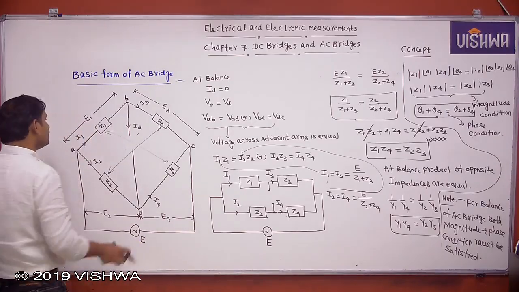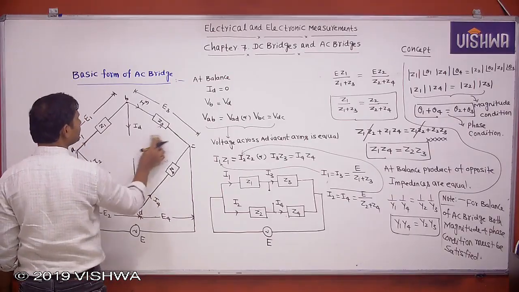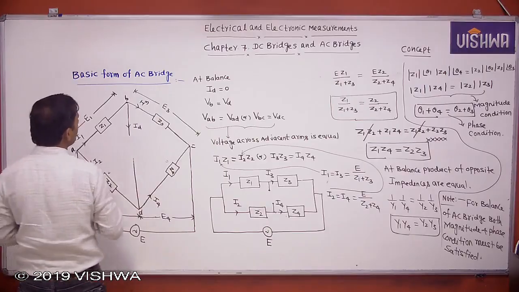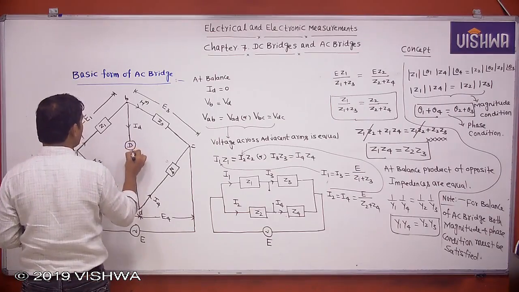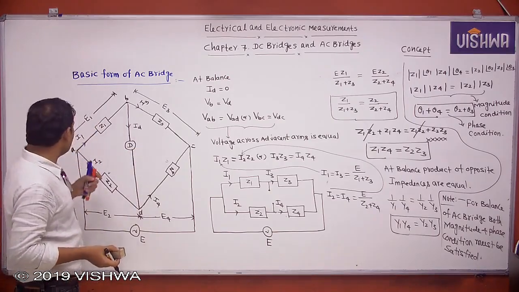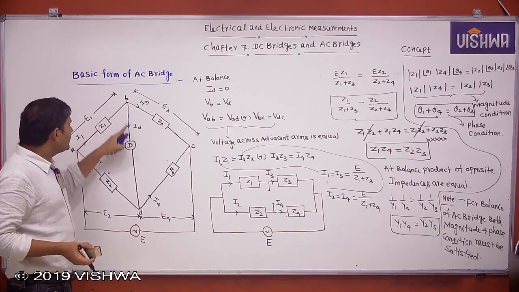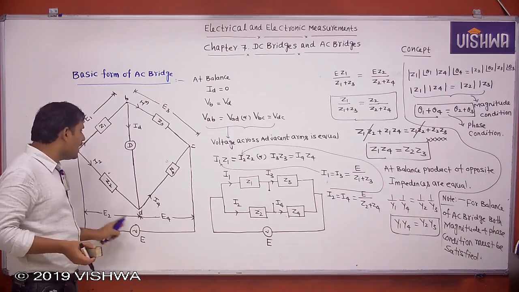But here, I want to explain 2 points. Listen please, many important points. Okay, this is the basic form of the AC bridge circuit. Here I am connecting the detector between B and D terminals. Source is between A and C terminals.